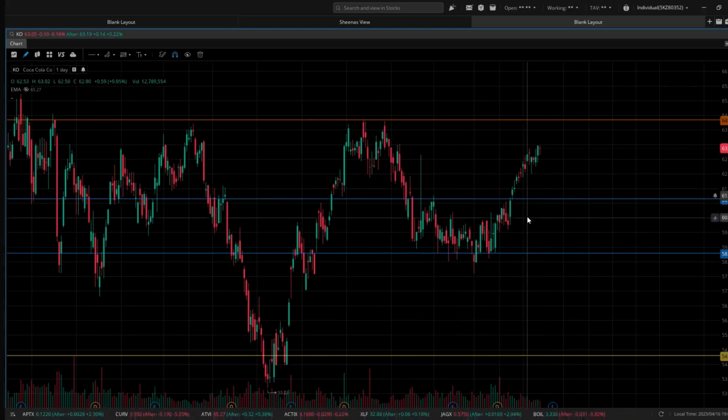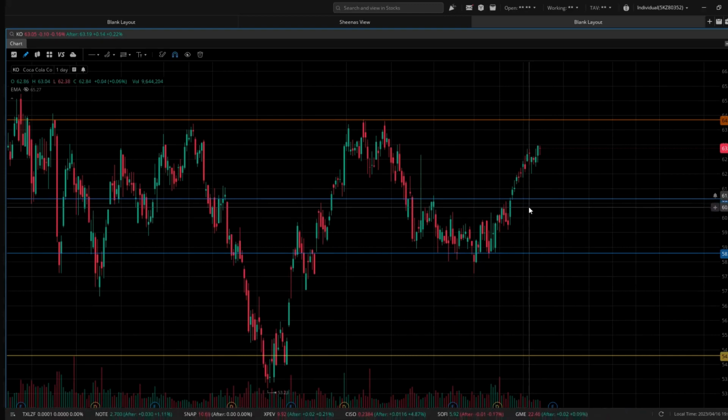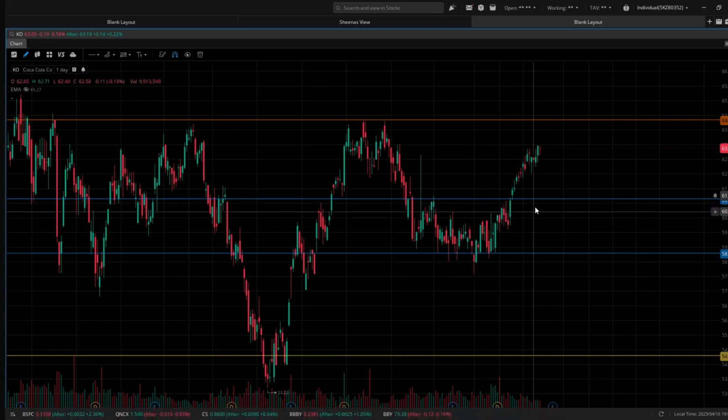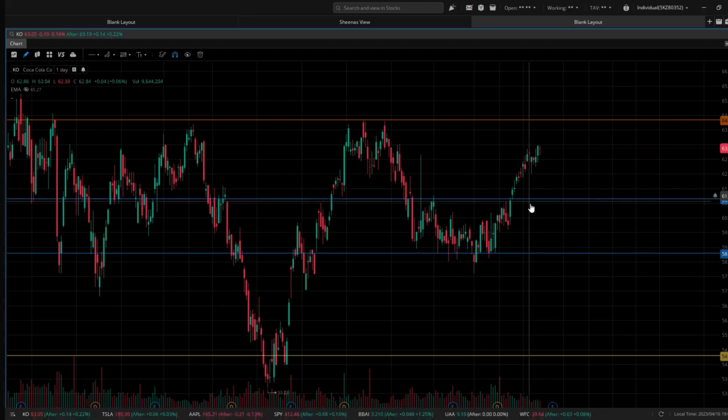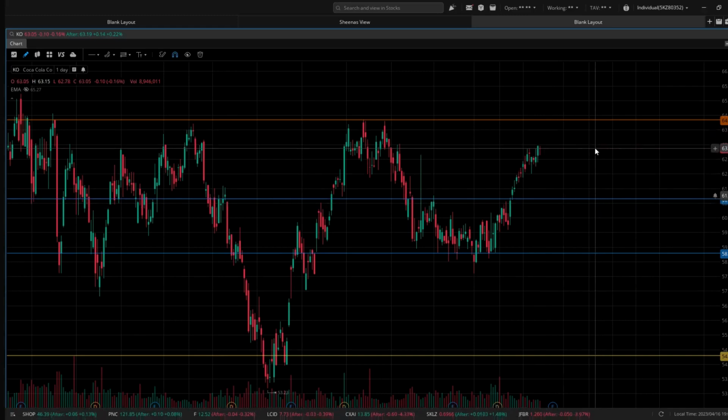Now you could always have it a little tighter, especially when you want to focus on your risk to reward and you want to try to get a 2-to-1 or a 3-to-1 risk to reward. You can always have the stop loss a little tighter, but just keep in mind that this is an area of support. So the stock could dip a little bit below it, and you don't want to get stopped out and then it go back up in your direction. So just some things to keep in mind.